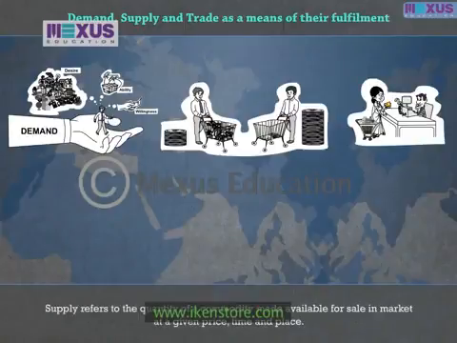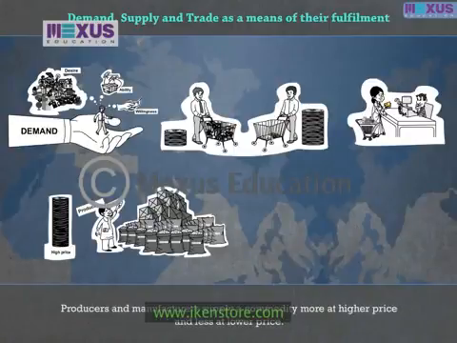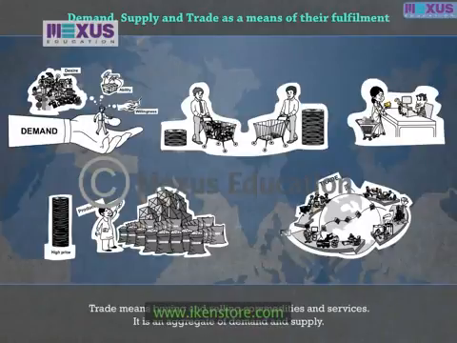Supply refers to the quantity of a commodity made available for sale in market at a given price, time and place. Producers and manufacturers supply a commodity more at higher price and less at lower price. Trade means buying and selling commodities and services. It is an aggregate of demand and supply.